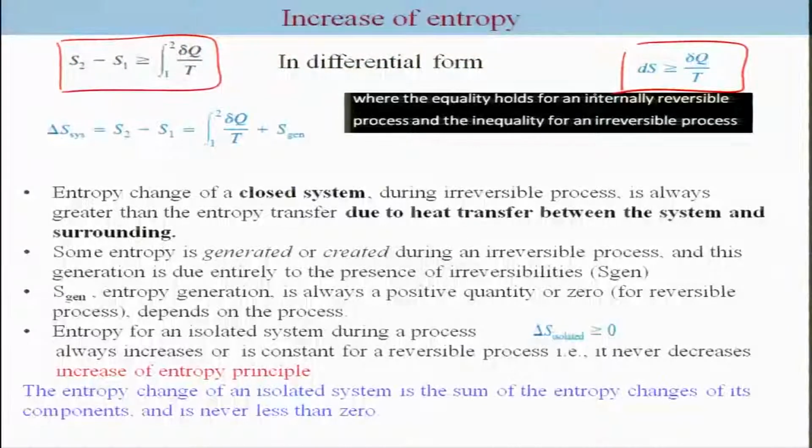Which essentially means that entropy is increasing. It is not just equal to this, but there is another additional term coming, which we call entropy generation. So, for the case of a closed system, the entropy change during an irreversible process is always greater than the entropy transfer due to heat transfer between the system and surroundings. For the irreversible process, there is a certain entropy generation which is due to irreversibilities.